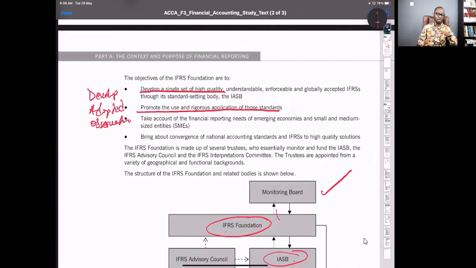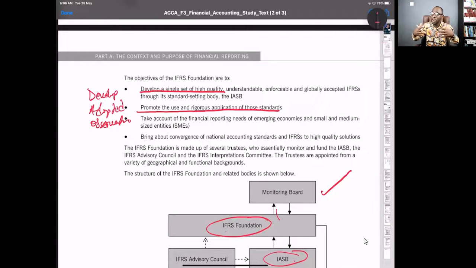Like currently there's coronavirus and it has affected a lot of businesses. So the IFRS Foundation is looking at various things that they can do, if there are some modifications that they have to do on the various accounting standards and presentation, financial instruments and all that, how they can shape all that. So not only do they develop, not only do they promote that the standard be adopted and applied and followed in the letter as well as the spirit, but also they observe emerging economies and small and medium scale enterprises.